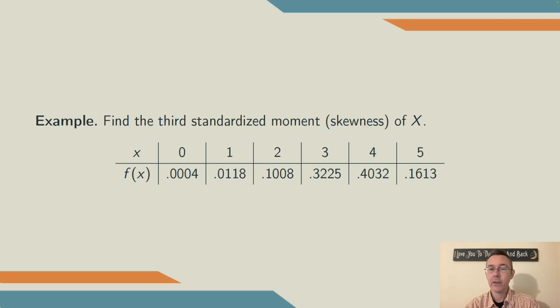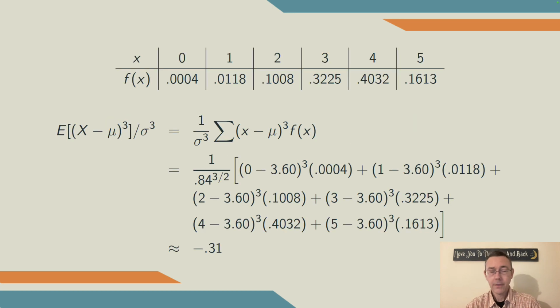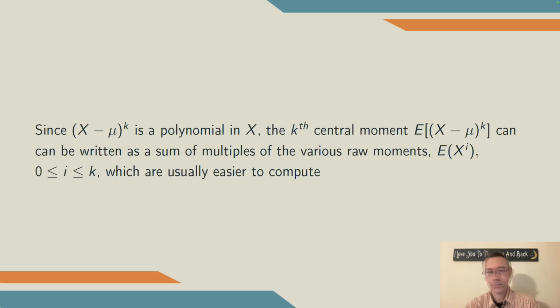Let's find the third standardized moment, or skewness, of this random variable. This is really just a computation, plug and chug. You do exactly the same computation as you did for variance a little bit ago, but now instead of a square inside of that summation, it's a third power. The other difference is that when we're done with that summation, we divide by the third power of the standard deviation. That is to say, the variance to the 3/2 power. In this case, we get about negative 0.31.